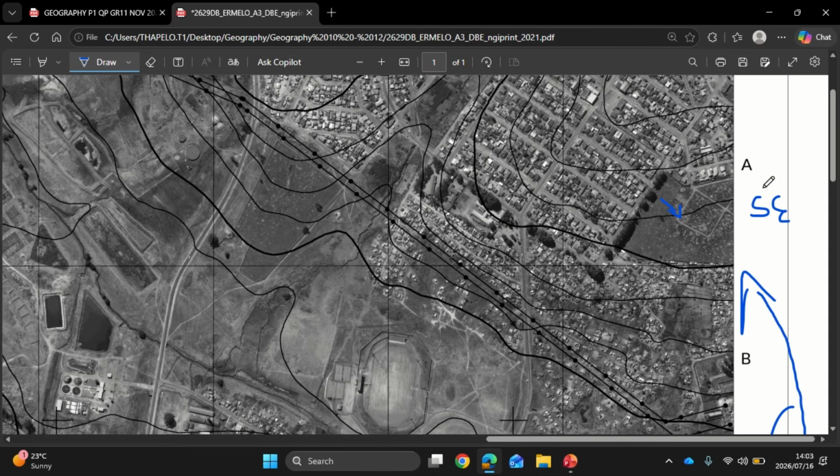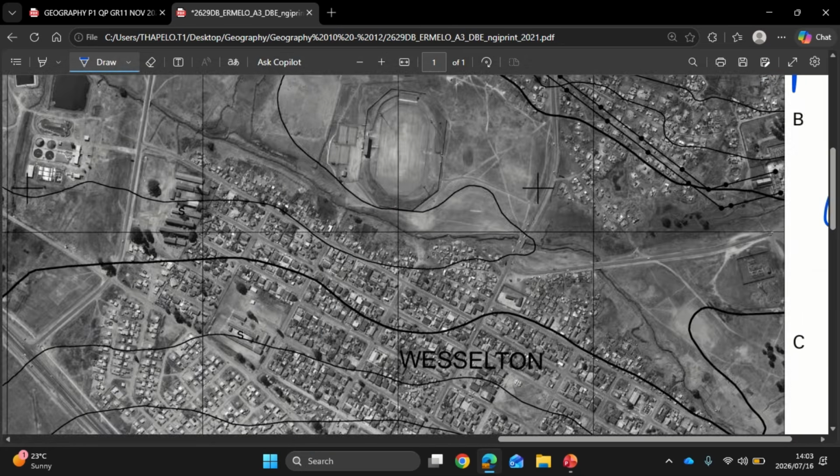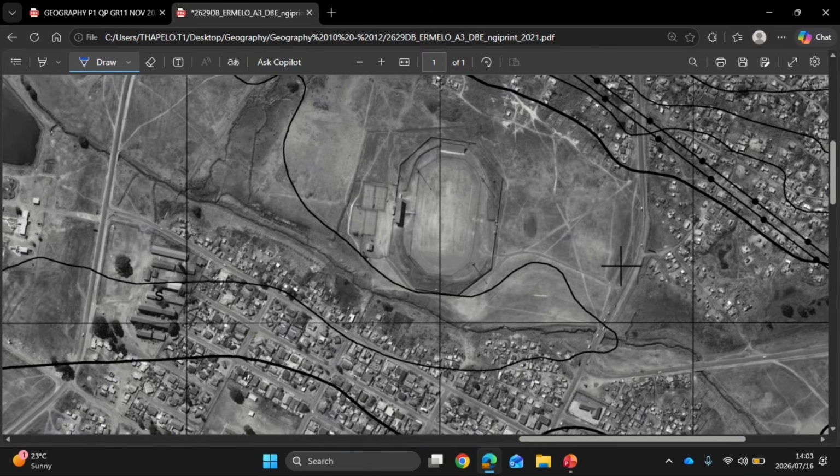So remember, the shadows are lying towards the southeast. Now let's go up a bit and look at this stand-alone building of this stadium over here. As you can see, the shadows of this building are also lying towards the southeast. So that's the second evidence we can use to answer the question.